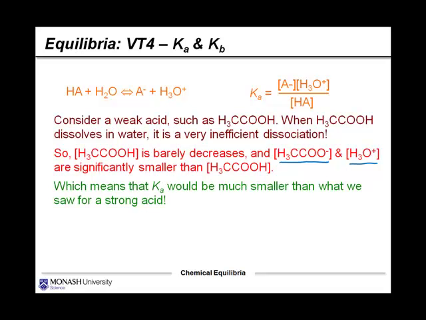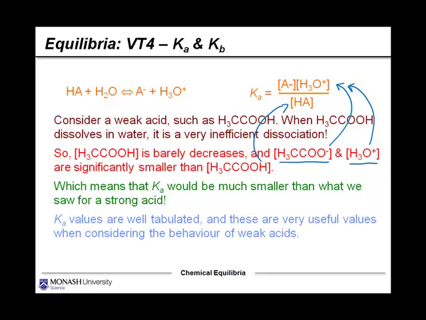Sub this into the equation and we should see that Ka would be much smaller than what we saw for a strong acid. Just to reiterate, these numbers up here, quite small. This number here, still quite large. In other words, Ka is going to be much smaller. Ka values are pretty well tabulated, and these are very useful values when considering the behaviour of weak acids.